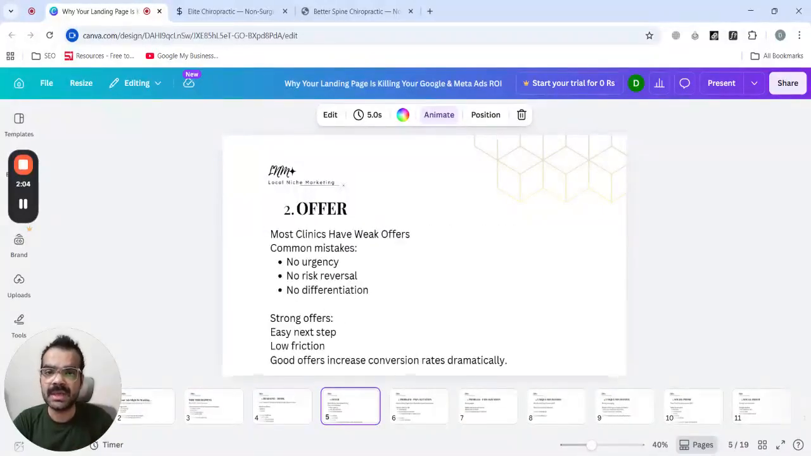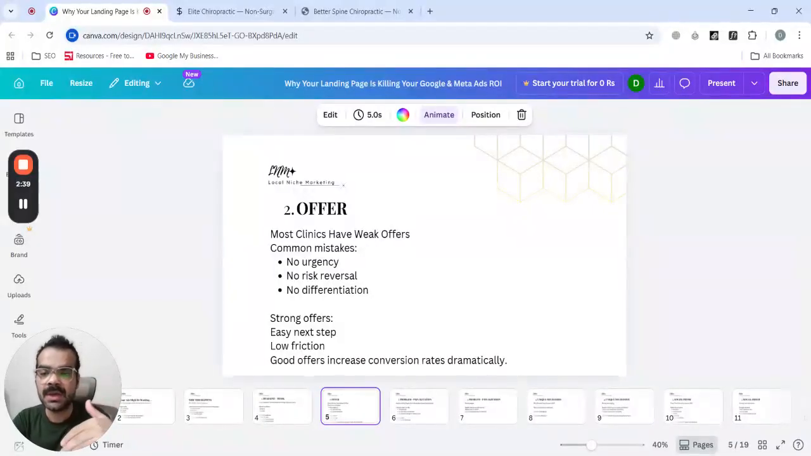Now, offer is also very critical for your conversion rates. Obviously, you have to be very different. You don't have to be generic in terms of your offer. For example, if all of the people are giving a $49 new patient special, you don't have to offer this. You can change the offer's name by adding all the elements of your offer.